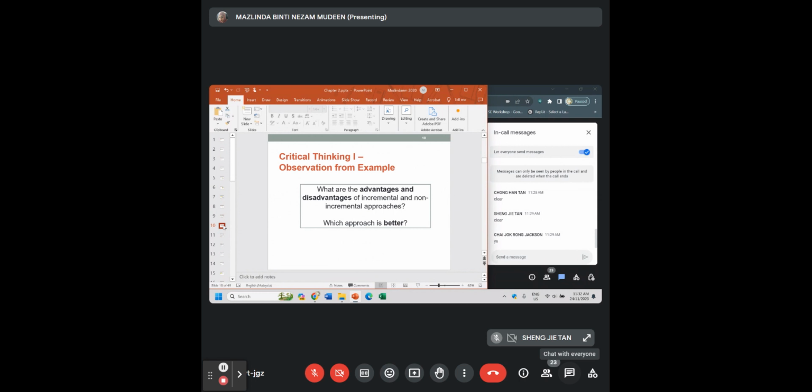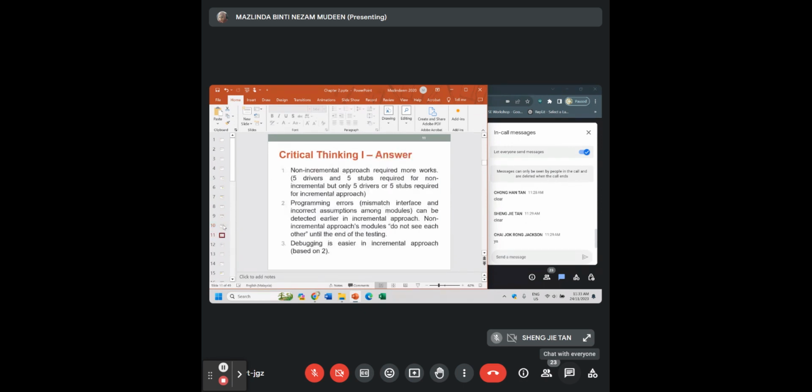Okay, so the next thing is, let's recall what the advantages and disadvantages of the incremental and non-incremental approaches can be, because both of them have their own style of how the integration will be done and how the testing will be conducted. So we want to do a little comparison to see the advantages and disadvantages of these approaches and to decide which is a better approach to use.